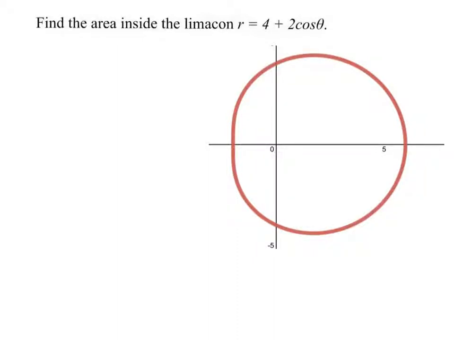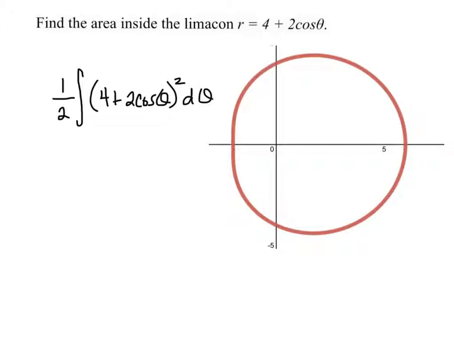In this problem, we're just going to review a little bit more with areas of polars. So inside the limacon, 4 plus 2 cosine theta. Well, this is just a nice beginning. We got 1/2 the integral of r squared. Remember that comes from a 1/2 base times height, where the base and height are approaching the same thing. So that's why it's r squared.